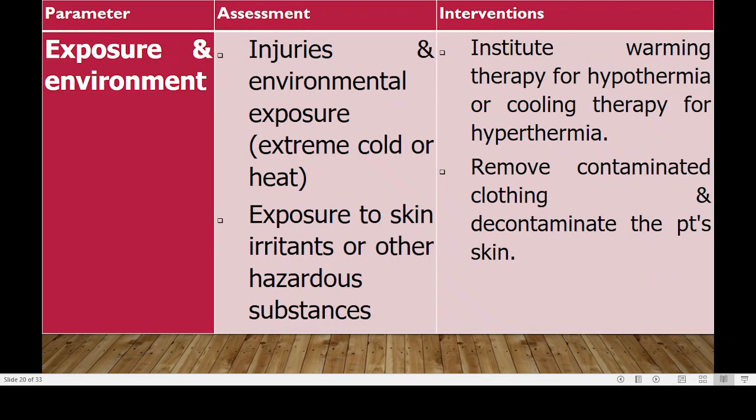So the last one in primary survey is E for exposure and environment. What you are assessing for are the injuries and the environmental exposure, which could be extreme cold or extreme heat, exposure to skin irritants or other hazardous substances. So in terms of intervention, you need to institute warming therapy for hypothermia or cooling therapy for hyperthermia.